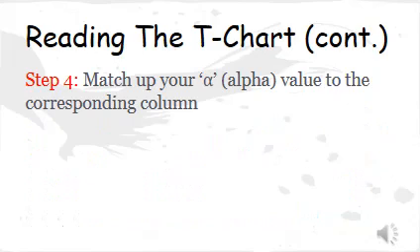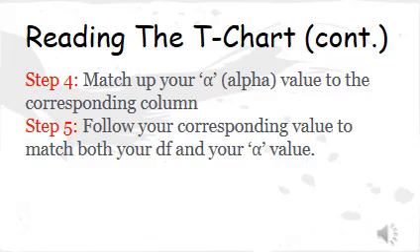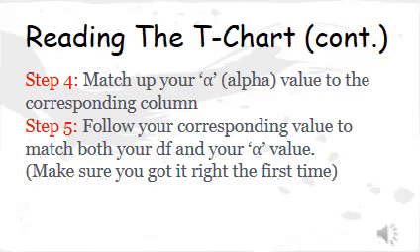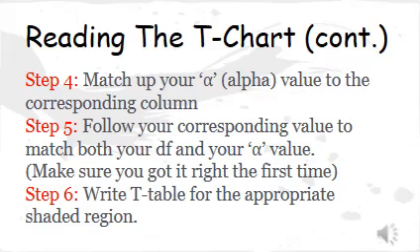Now match up your alpha value to the corresponding column. Follow your corresponding value to match both your degrees of freedom and your alpha value. You want to make sure you got it right the first time. Now, write the t-table value for the appropriate shaded region. Let's practice.